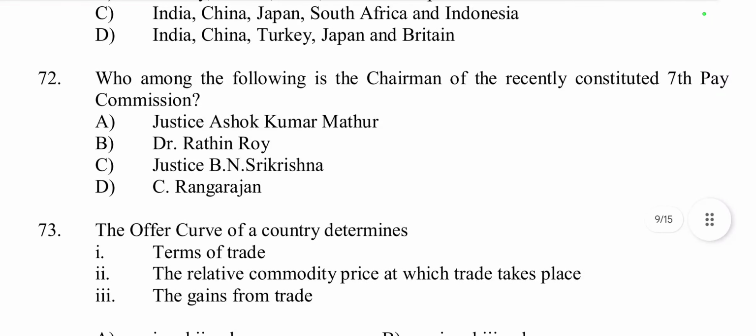Then question number 72. Which among the following is the chairman of the recently constituted 7th Pay Commission? 7th Pay Commission chairman was Justice A. K. Mathur. Option A is the right answer.